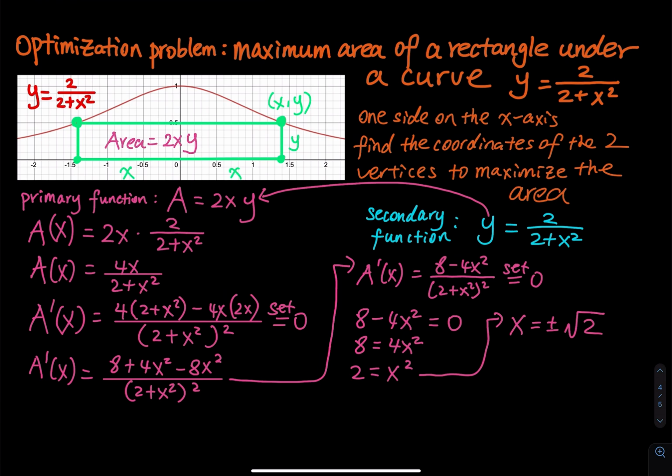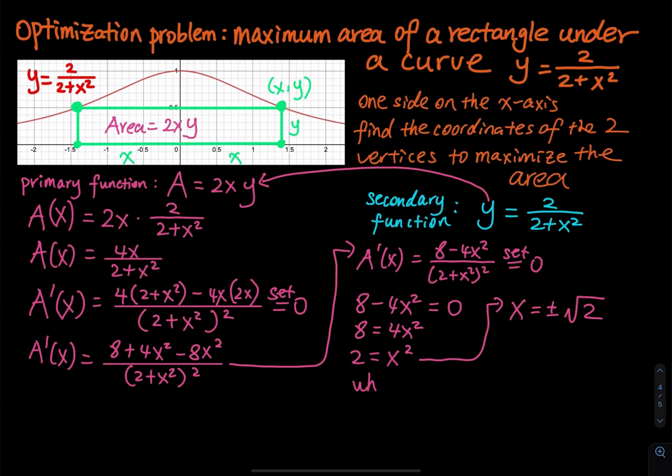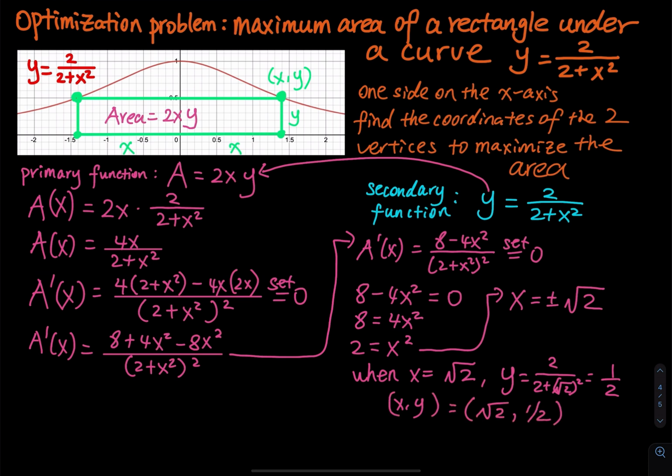So we have x equal to positive square root of 2, and the next step is you have to get the y coordinate. So when x is equal to positive square root of 2, what is y equal to? y is equal to 2 divided by 2 plus square root of 2, and then you square that. That is equal to 2 divided by 4, which is 1/2. So the xy coordinate is square root of 2, comma 1/2.